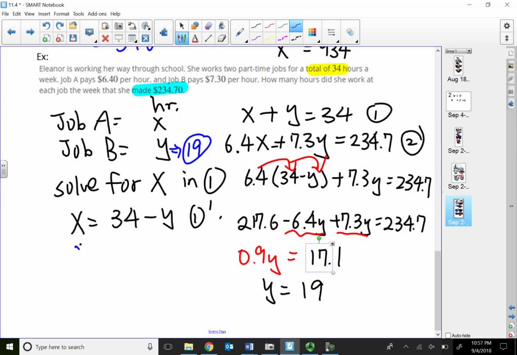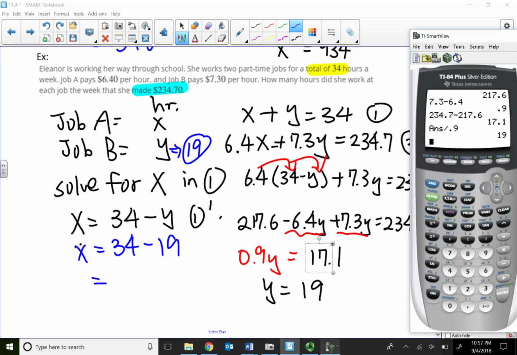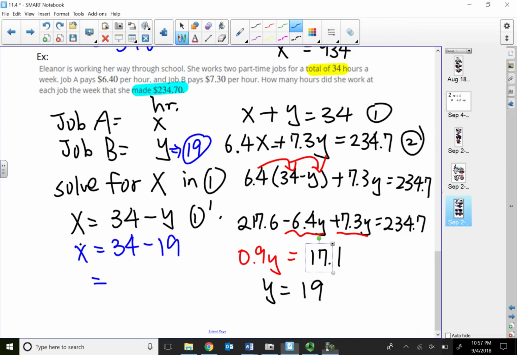So job A is 34 minus 19 hours, right? Because the two jobs together is 34. So 34 minus 19. Voila, she worked job A 15 hours. All right, that's the answer for both.